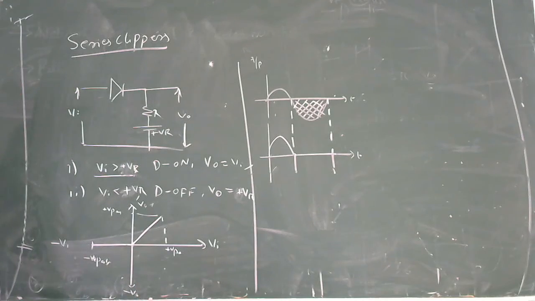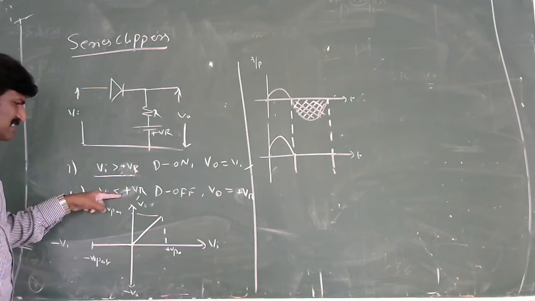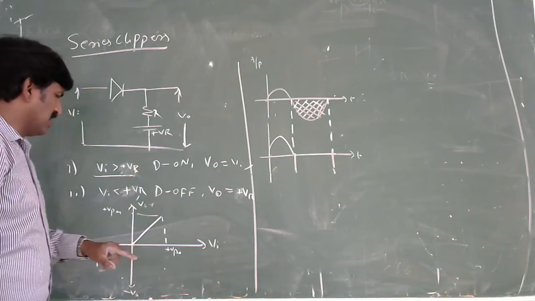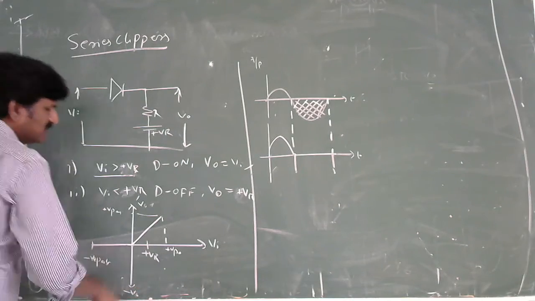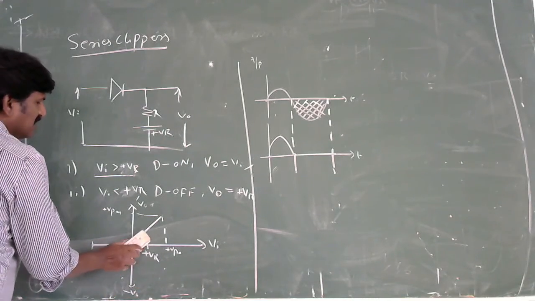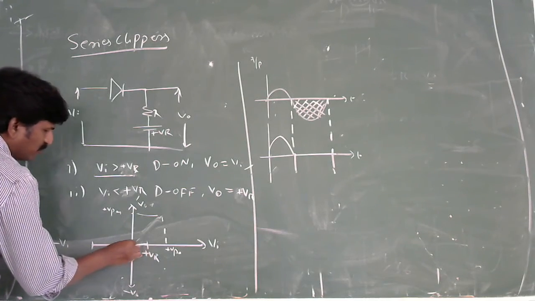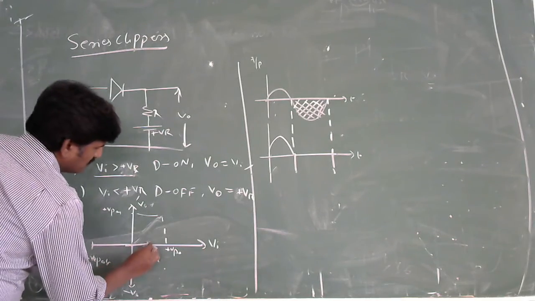Then how is the transfer characteristic for this? Very simple. You have to understand that for Vi less than or equal to plus VR, V naught is equal to plus VR. It means we have the plus V reference here because it is a positive reference. Until it reaches the plus VR voltage, the diode is in the off condition. Then you extend this clipping portion up to the plus VR. Thereafter, what is going to happen? It is following the input, like this.